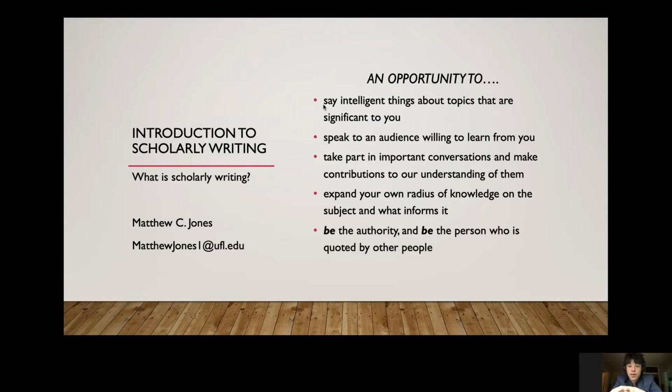So you can think of scholarly writing in this sense as an opportunity to first say intelligent things about topics that are significant to you, right? And notice that that's quite broad, right? This isn't say intelligent things about strictly whatever is assigned to you. It's an opportunity for you to talk about things that mean something to you.